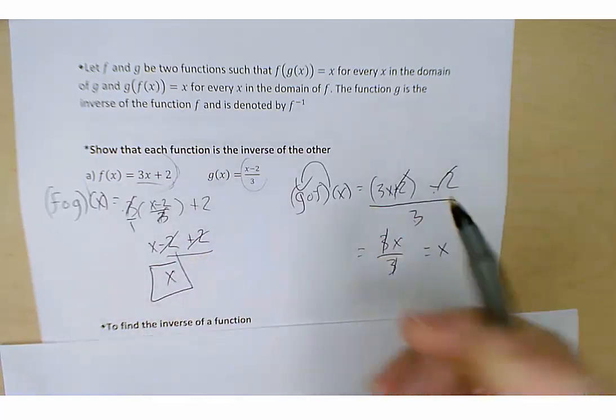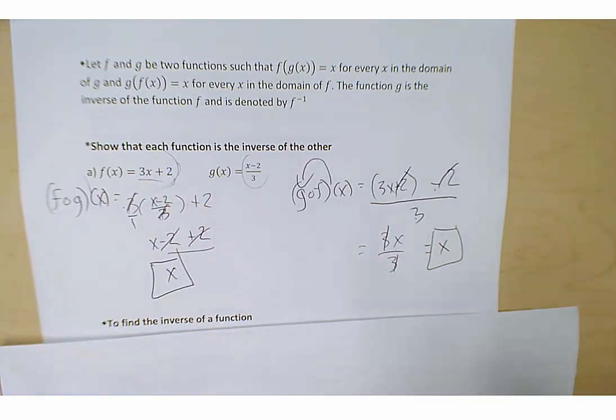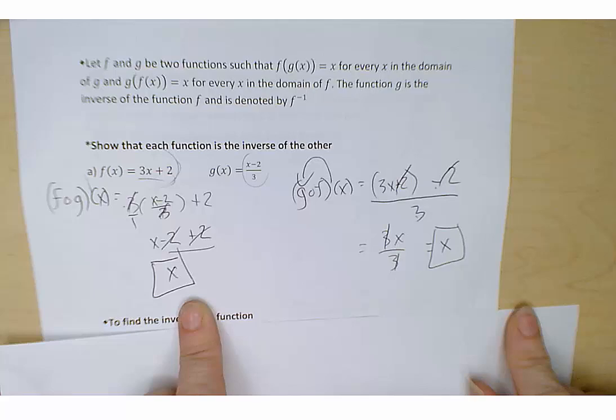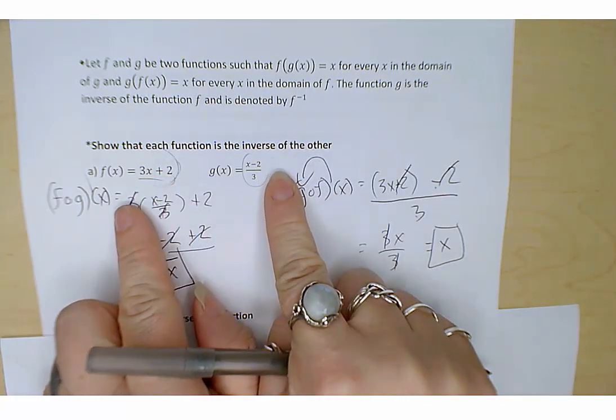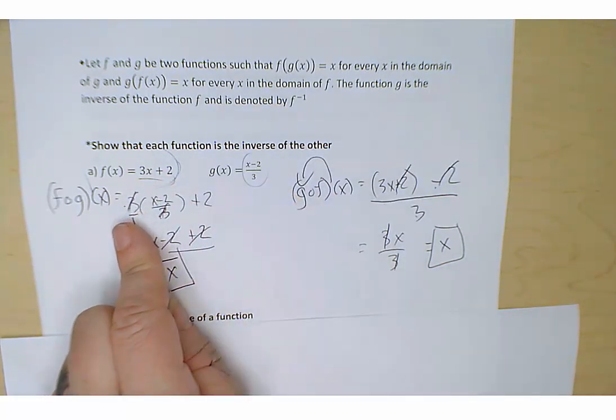So because we got an x over here, we got an x over here, that by definition proves that these two functions are indeed inverses of each other.